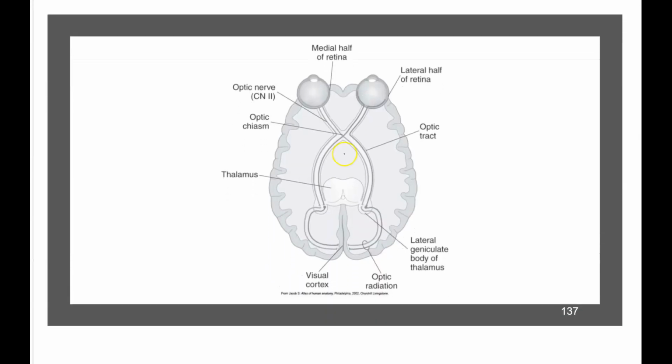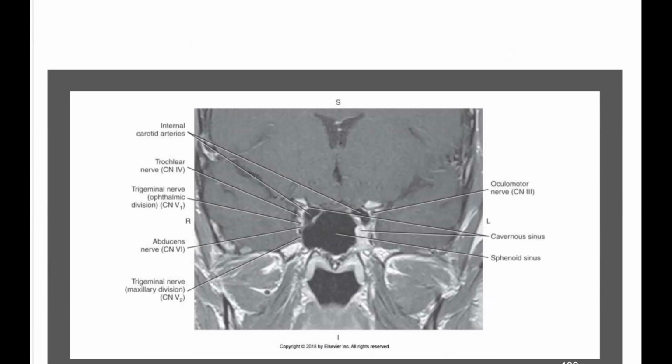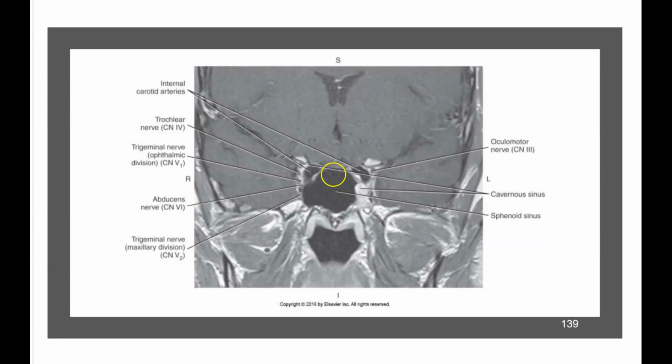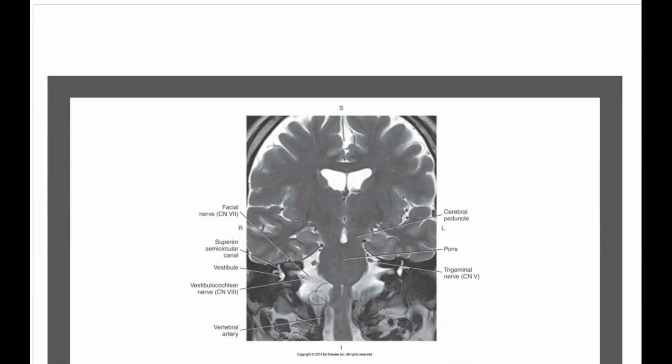Okay, so this is how it crosses, and it crosses over your optic chiasm. This is your optic tract in the back, which is right at the level of your pituitary gland. So we can see it here. We've got your cavernous sinus, your sphenoid, and I won't make you know all that. That's just me. You'll never remember it.